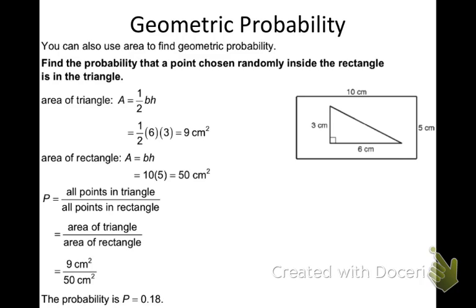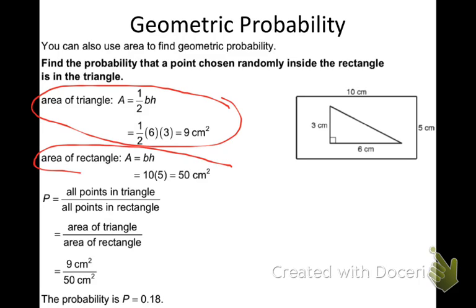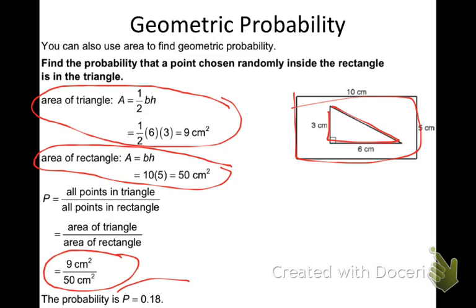To find the probability that a point chosen randomly inside the rectangle is in the triangle, first thing to do is find the area of the triangle. Second thing you need to do is find the area of the rectangle. After that, write it as a probability: whatever you want to hit, like the triangle, over the total area. So 9 out of 50, or the probability is about 0.18.